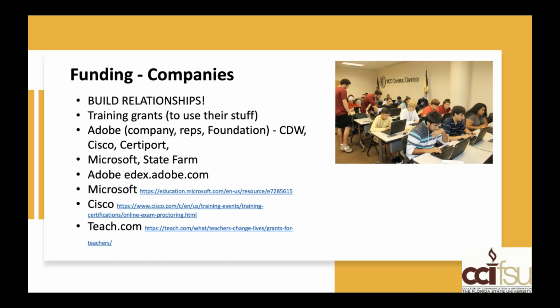So when I talk about training grants, if a company's trying to sell a product, usually to a county or something like that, they need to show other incentives, so figure out what those are. And then I mentioned the big ones: Adobe, CDW, Cisco, Certiport. They all have programs for training. They're all trying to get the latest and greatest pieces of their software within your schools.